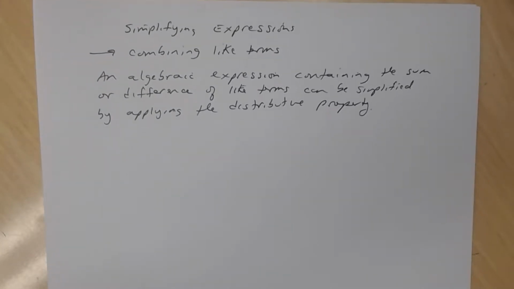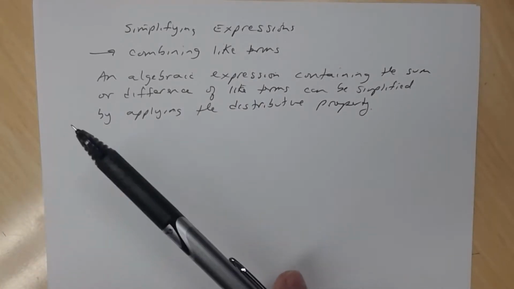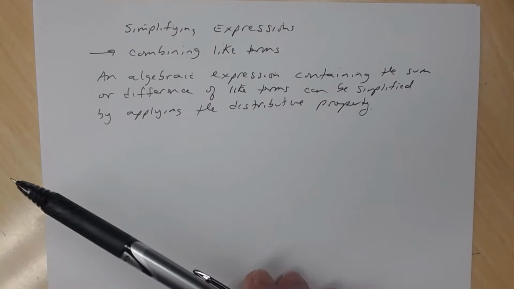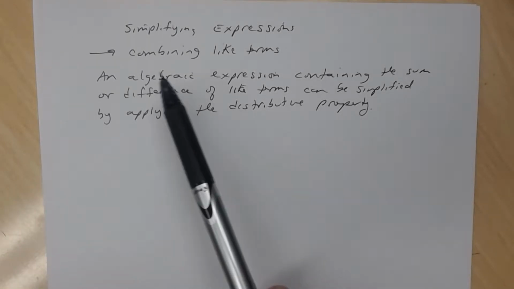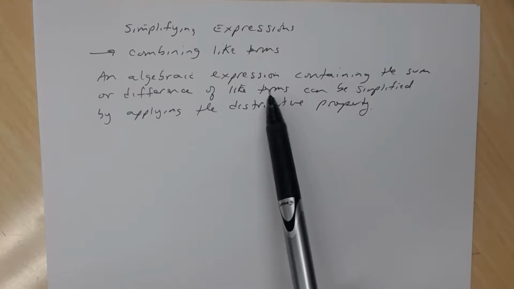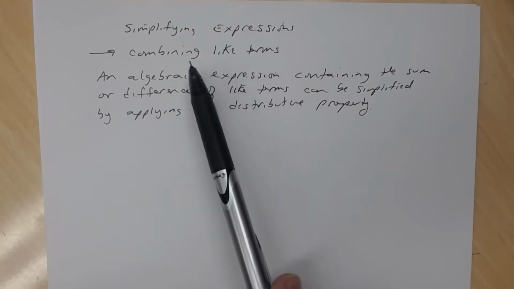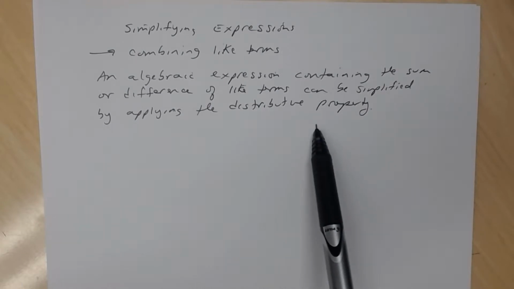Okay, so in this lesson we're going to continue talking about simplifying expressions, and in this particular case we're going to simplify an expression by combining like terms. In the previous lesson we talked about what are like terms and what are not like terms, what constitutes a like term and what does not. In the first part of this lesson we're going to simplify these algebraic expressions by using the distributive property.